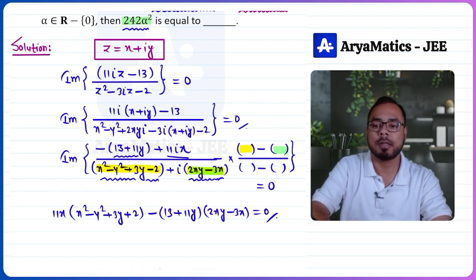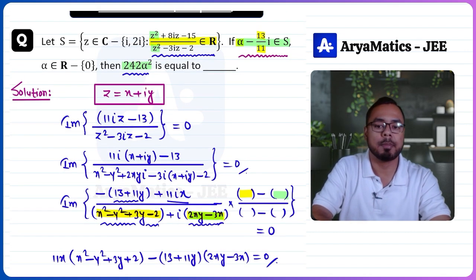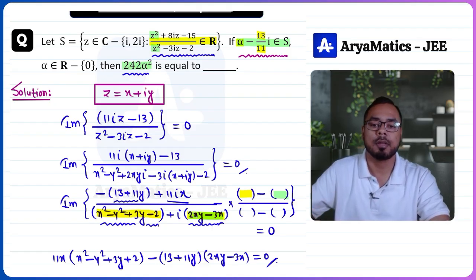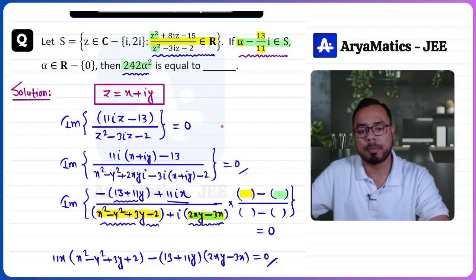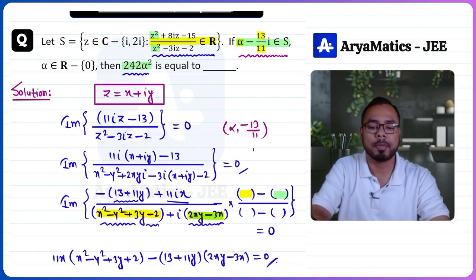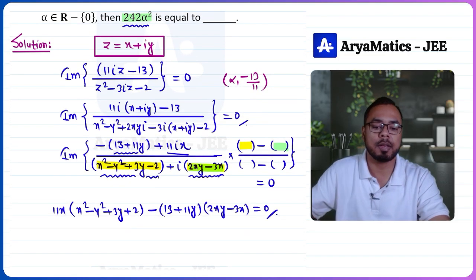Now it is given that this complex number alpha minus 13 by 11 iota, that means the point will be x coordinate alpha and y coordinate minus 13 by 11. That point lies on this curve. So from there we need to get the value of alpha.